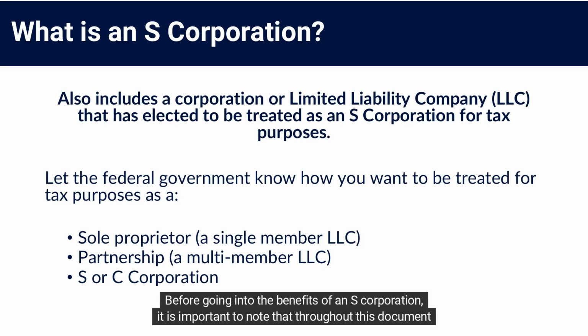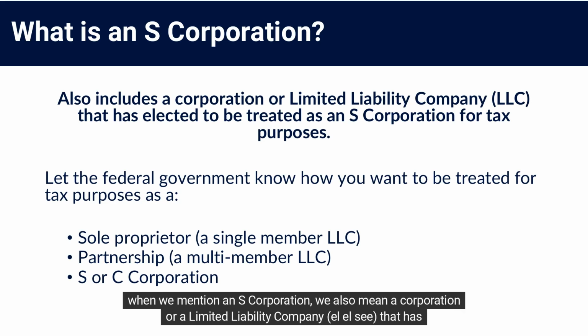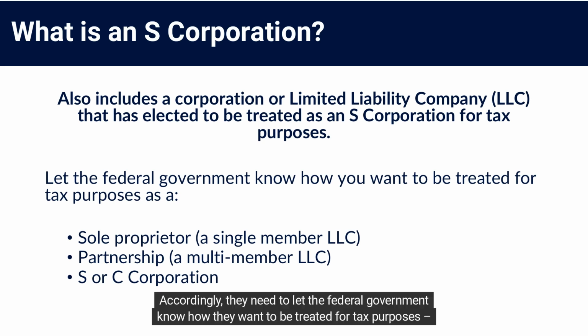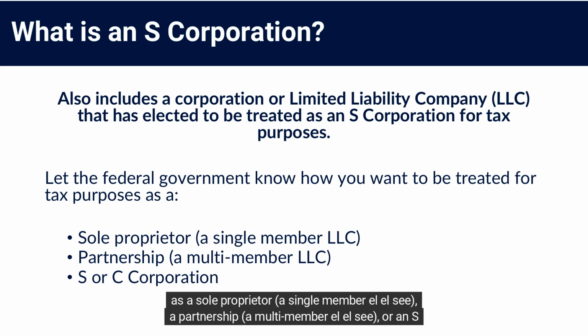Before going into the benefits of an S corporation, it is important to note that throughout this document, when we mention an S corporation, we also mean a corporation or a limited liability company, LLC, that has elected to be treated as an S corporation for tax purposes. LLCs are state-level corporations. Accordingly, they need to let the federal government know how they want to be treated for tax purposes, as a sole proprietor, a single-member LLC, a partnership, a multi-member LLC, or an S or C corporation. Accordingly, all of the processes and benefits of an S corporation are also available to an LLC that is being treated as one.